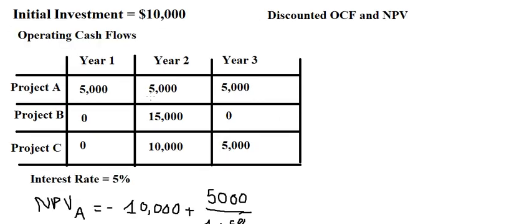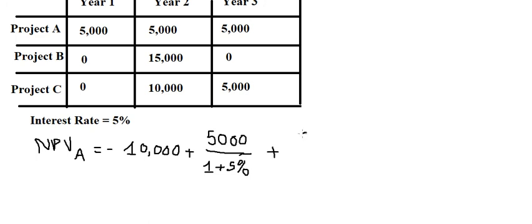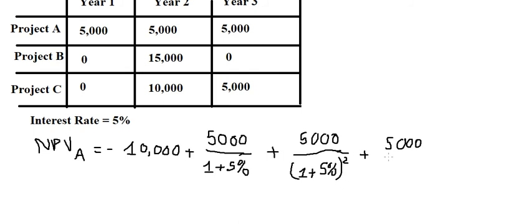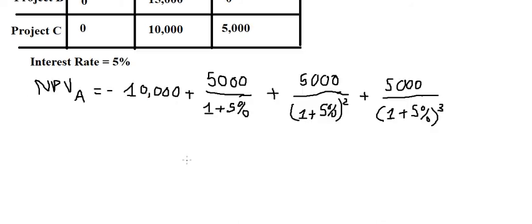And the next one we have 5,000, that is year number 2, and we have 1 plus 5% to the power of 2. And the last one we have 5,000 over 1 plus 5% to the power of 3. So we calculate this one and we have 3,616.24. This is the net present value of project A.